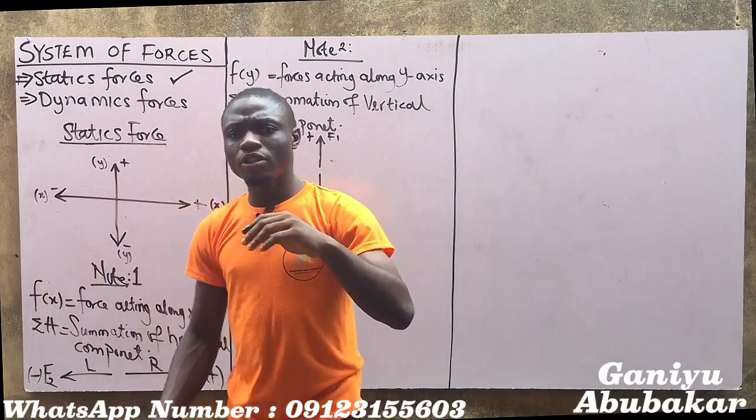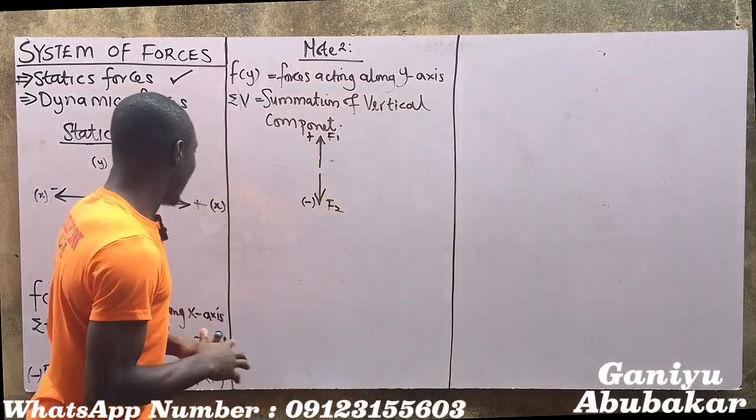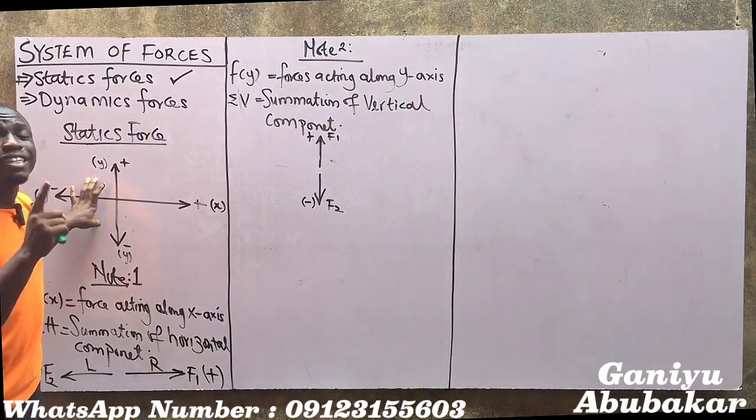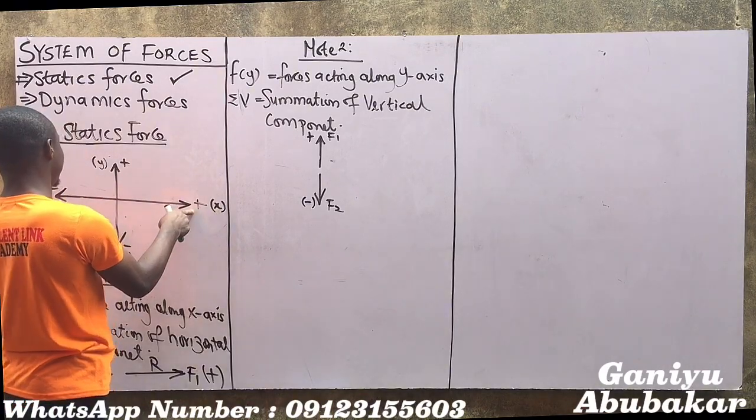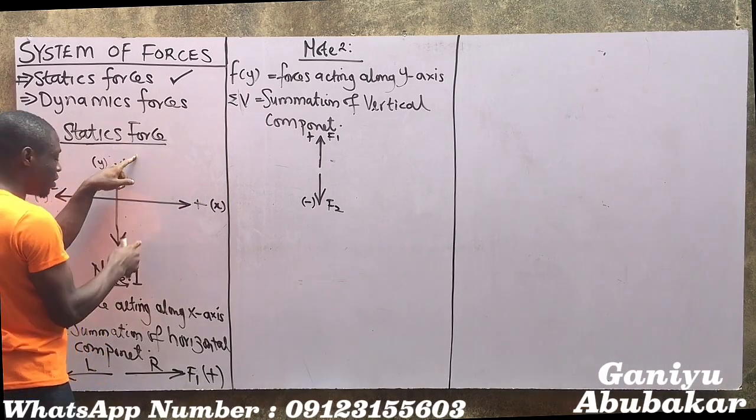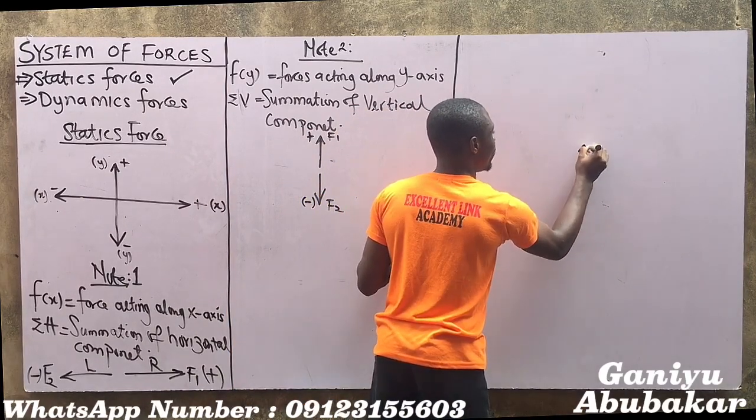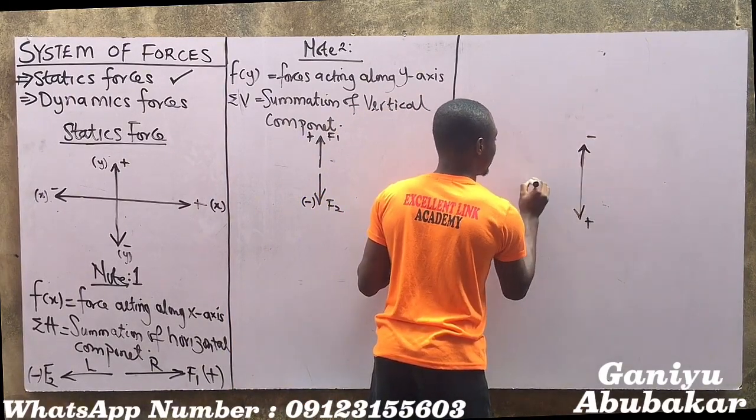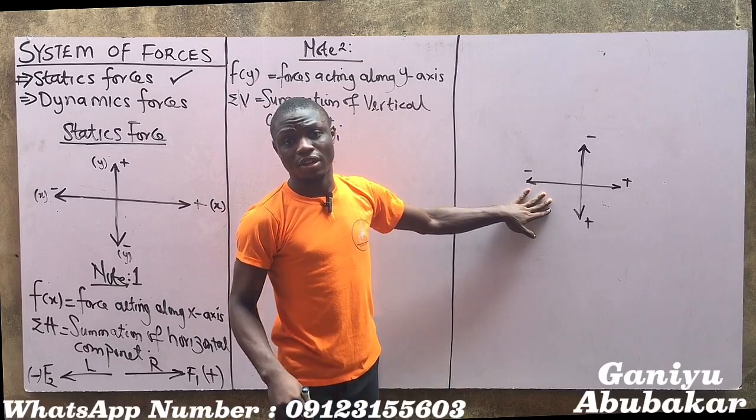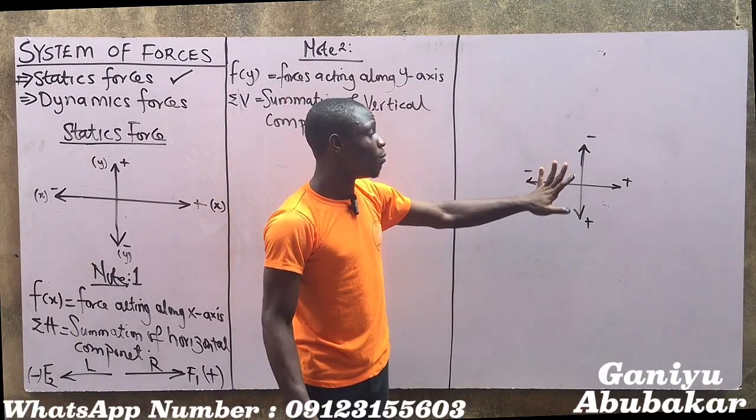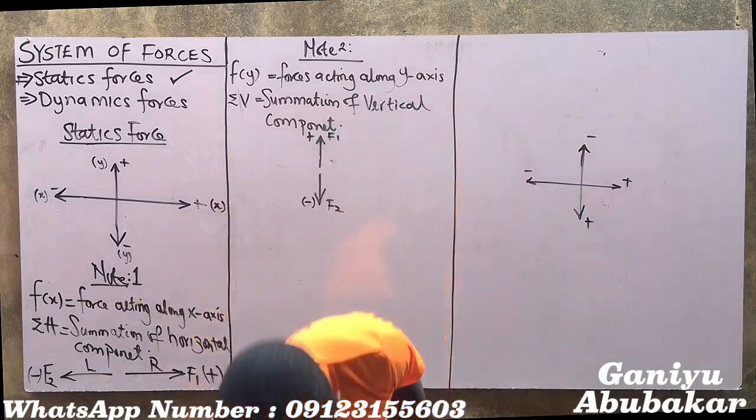Now let me show you the difference between static forces and dynamic forces. For static forces, right is positive, left is negative, upward is positive, downward is negative. For dynamic, upward is negative, down is positive, right is positive, left is negative. We won't discuss dynamics much now, but later. Let's dive into static forces first.